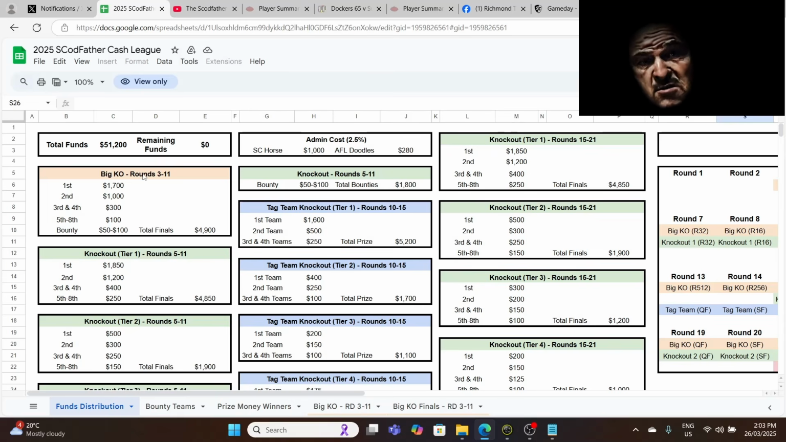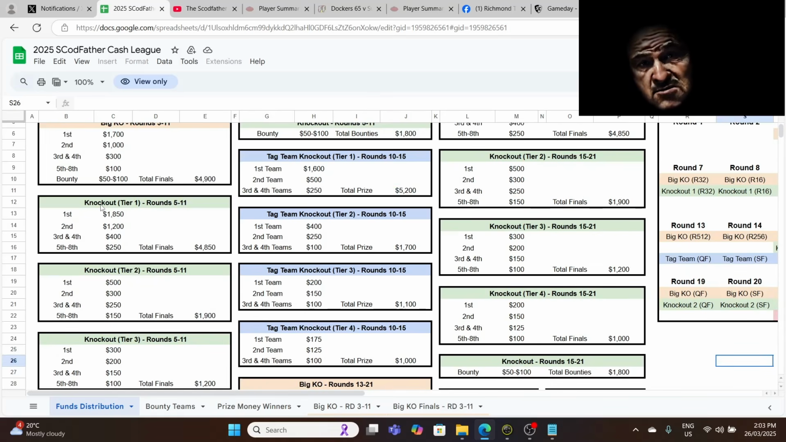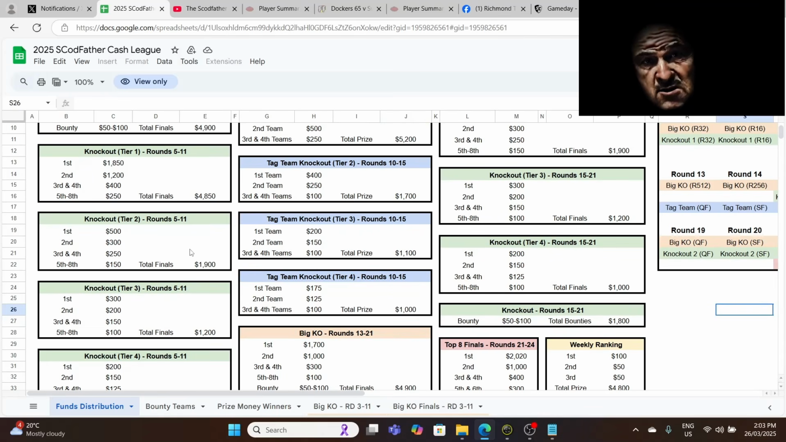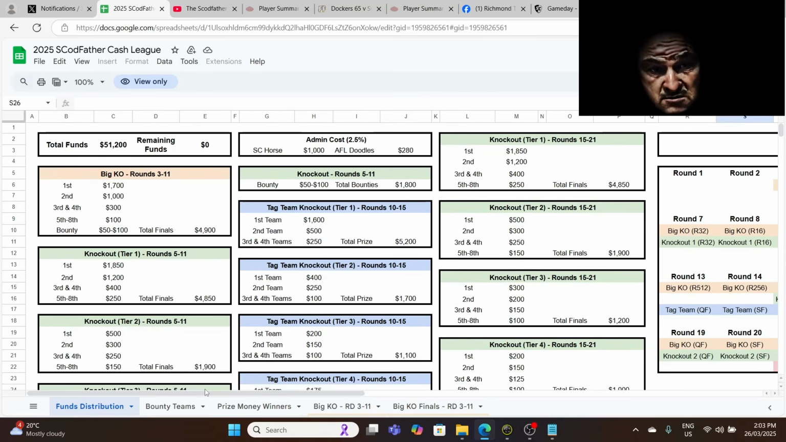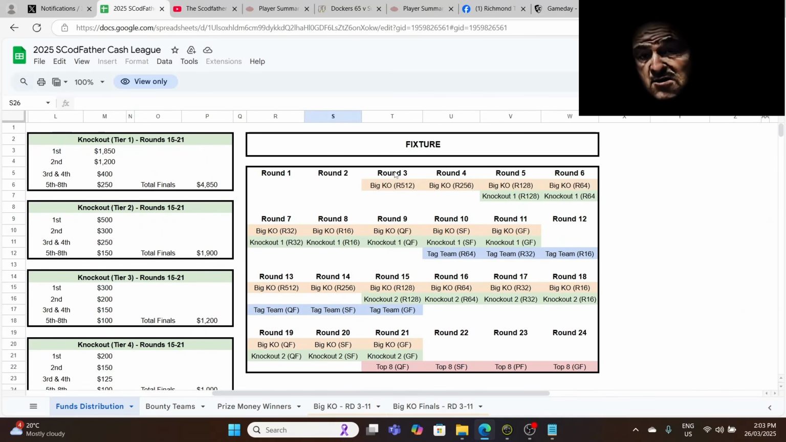Keep in mind, we have the big knockout. We have the tier knockout. That's rounds 5 to 11. Then we have, actually, they're over here. If you go further down, you can find them here. It's easier to find, okay? You can see here. The big knockout starts round 3, goes to round 4, 5, 6, 7, 8, 9, 10, 11. So this is a big one, it goes all the way to round 11.